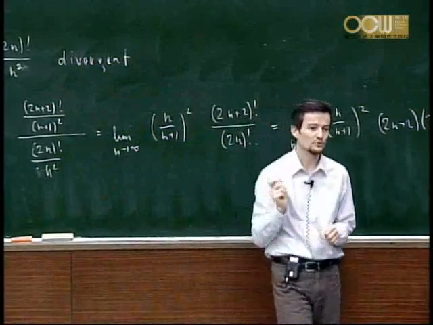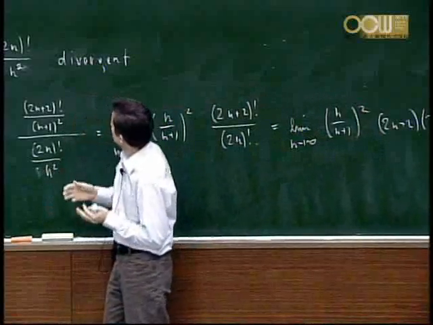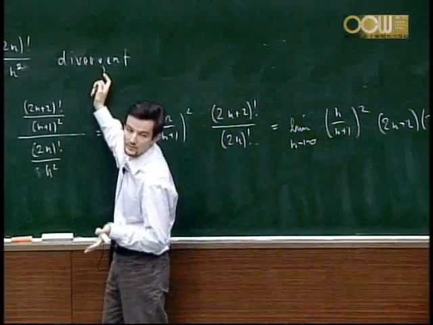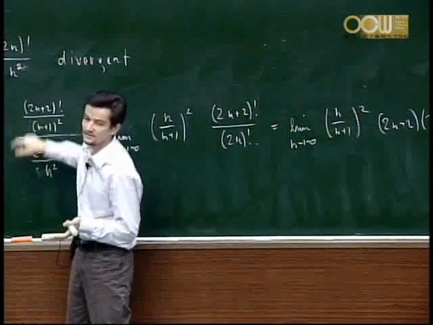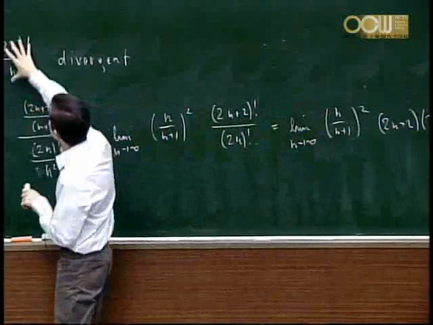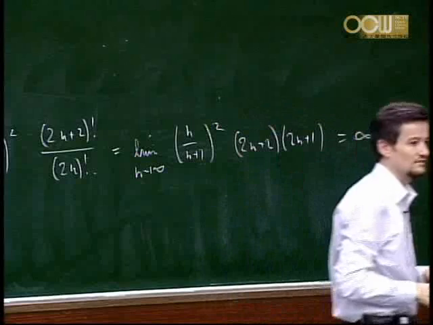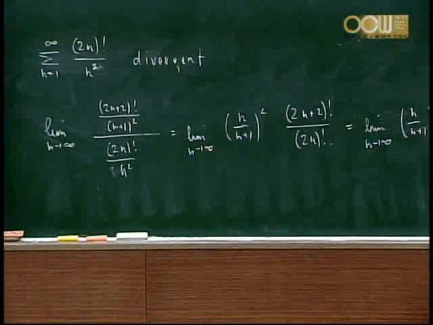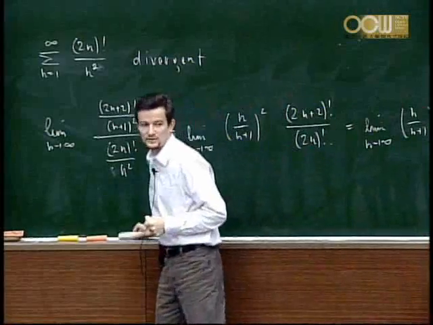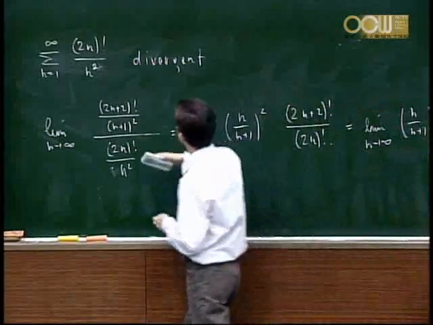But this is not the only way to show this. You would expect divergence anyway, because this here will grow much faster than this one. If you check whether this limit tends to 0, no, it doesn't tend to 0, it tends to infinity. So the test of divergence would also apply. But you see that the ratio test is convenient, because you can apply it very systematically.